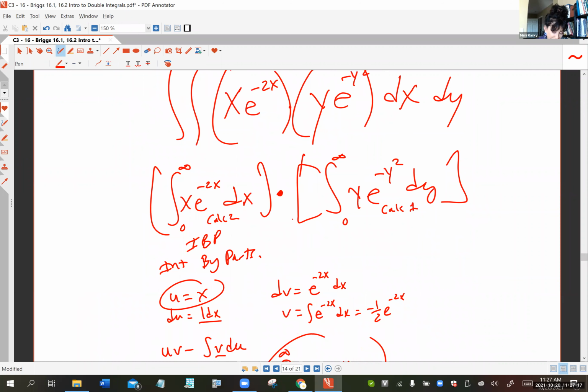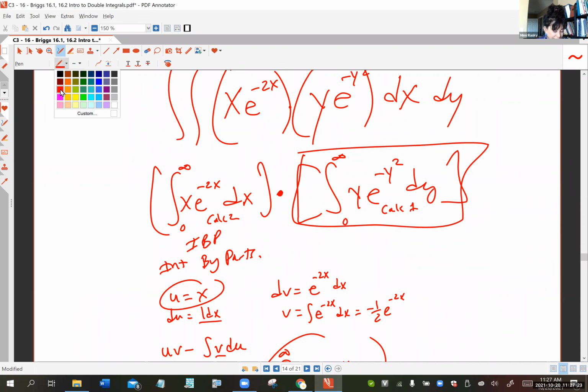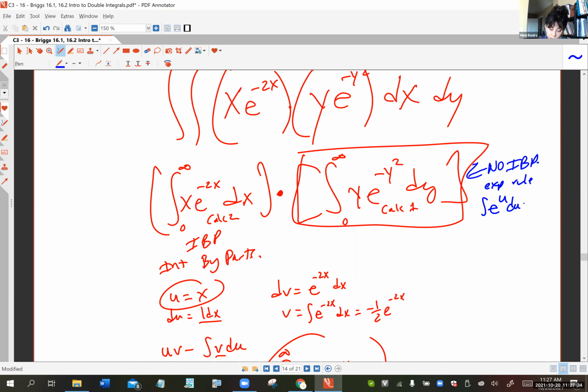Go back here and try to do the other integral. Remember this? This is the Calc 1 integral. You do not need integration by parts, so no IBP for this one. Why not? Because you're just going to use the exponential rule, which says the integral of e to the u, using u sub, du is e to the u. And then tell me the u and the du.